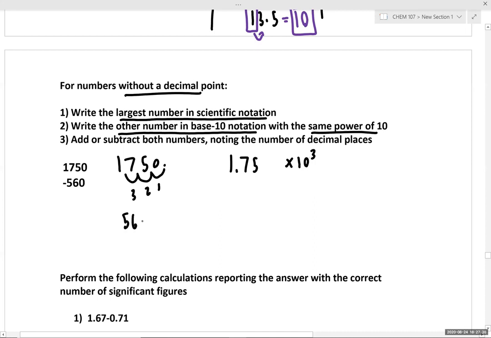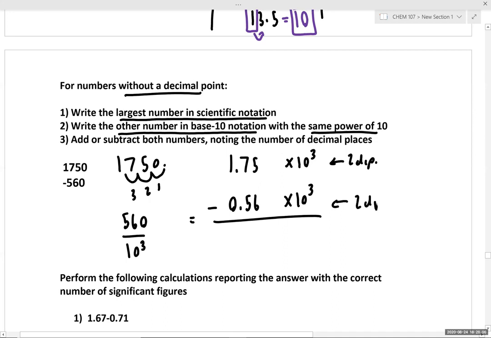Now I'm going to take 560 and divide it by 10 to the third. That in turn gives me 0.560, or 0.56, sorry about that, times 10 to the third. Now both of my numbers have the same power of 10, so I'm able to add and subtract them. My top number has 2 decimal places. My bottom number has 2 decimal places. So my final answer should have 2 decimal places. That in turn gives us 1.19 times 10 to the third.